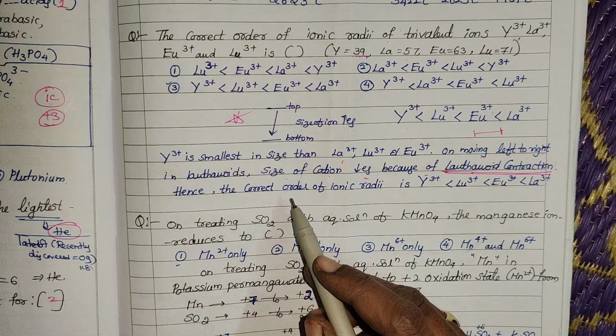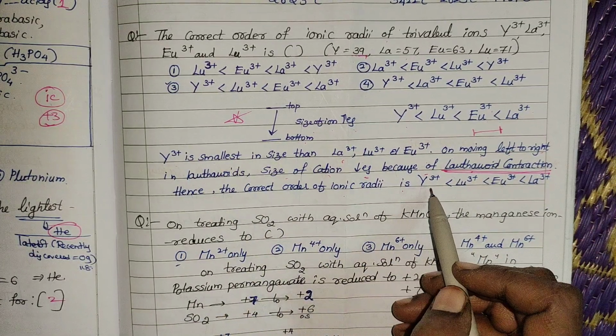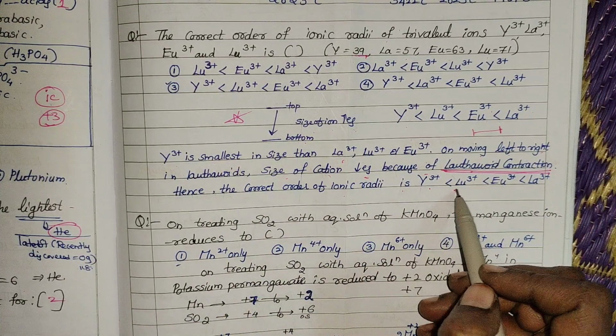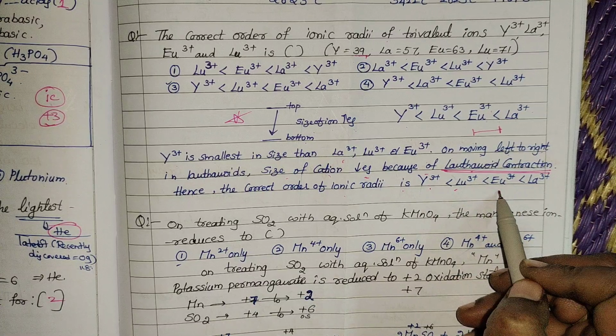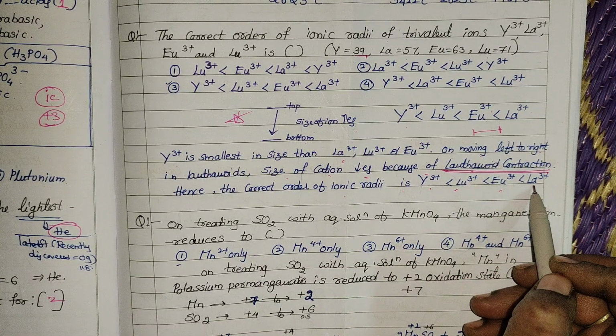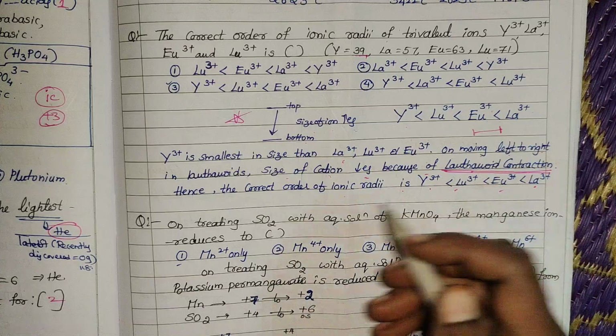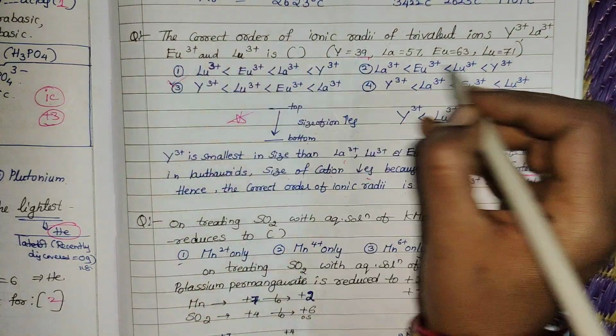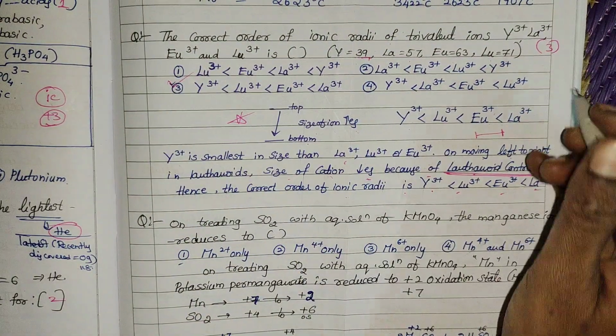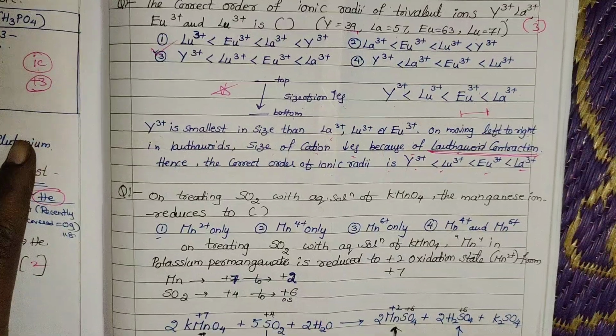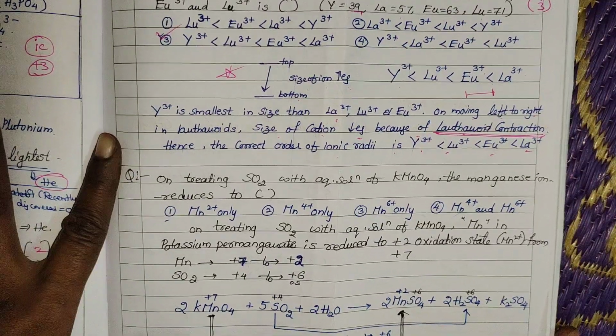Okay, hence the correct order of ionic radii is yttrium 3 plus is less than lutetium 3 plus is less than europium 3 plus is less than lanthanum 3 plus. Okay, so which is the correct option, beta? Third option is the right. Okay, this kind of question also we may expect. So listen properly once again.